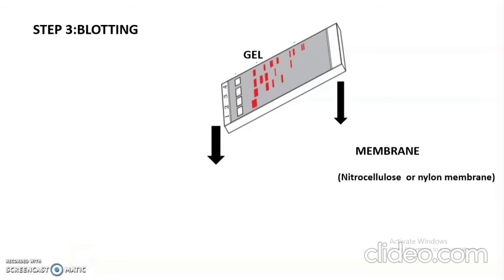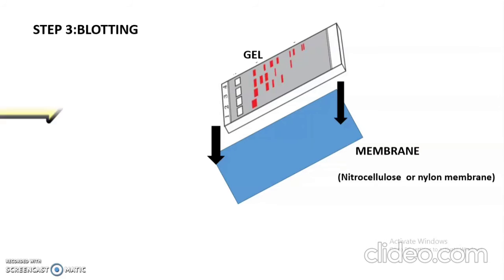Followed by the DNA gel electrophoresis, the next step is blotting. Blotting means transferring the DNA fragments from a gel to a suitable membrane. The membrane can either be a nitrocellulose membrane or a nylon membrane. The nylon membrane is often used for its high tensile strength and better binding capacity.